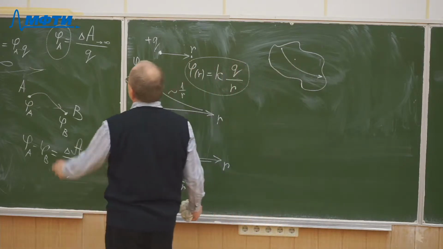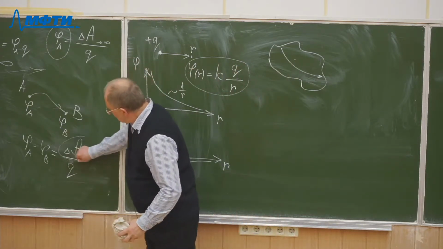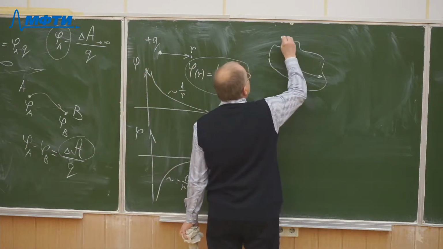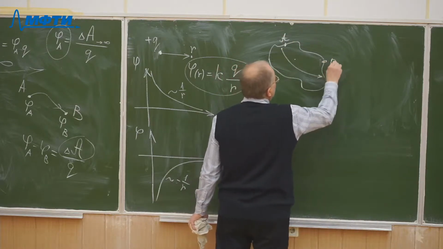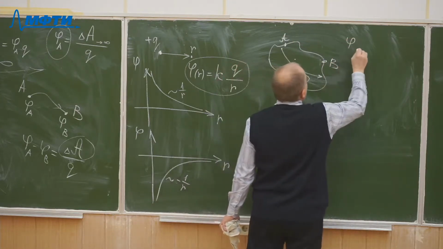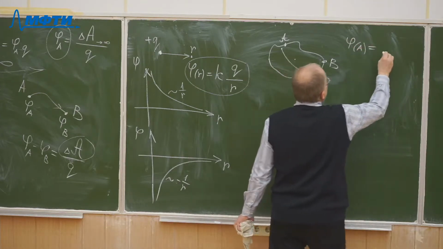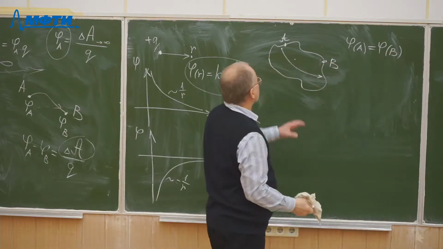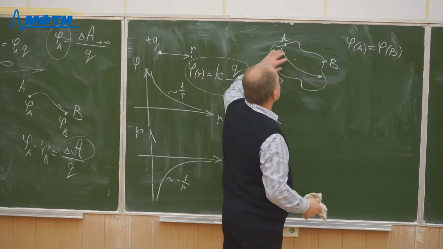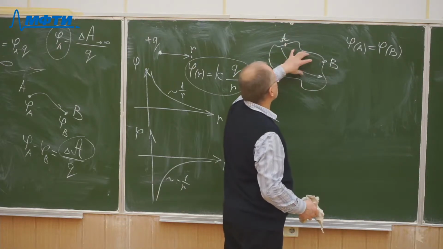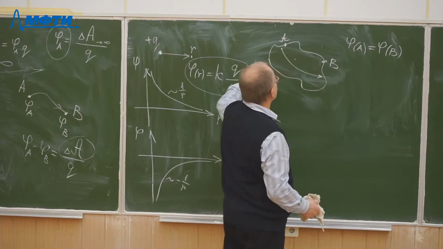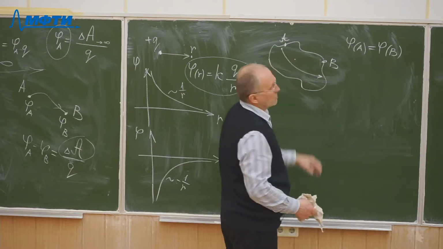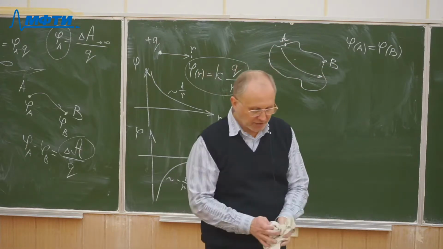And if the work is zero, then the potential difference is zero. So potential difference between any 2 points, point A and point B, is zero. The electric field potential at point A equals the electric field potential at point B. It means that all the conductor, the piece of conductor, is always at the same potential. Potential difference between any 2 points is zero. The electric field potential is the same for all the points of the electric conductor.